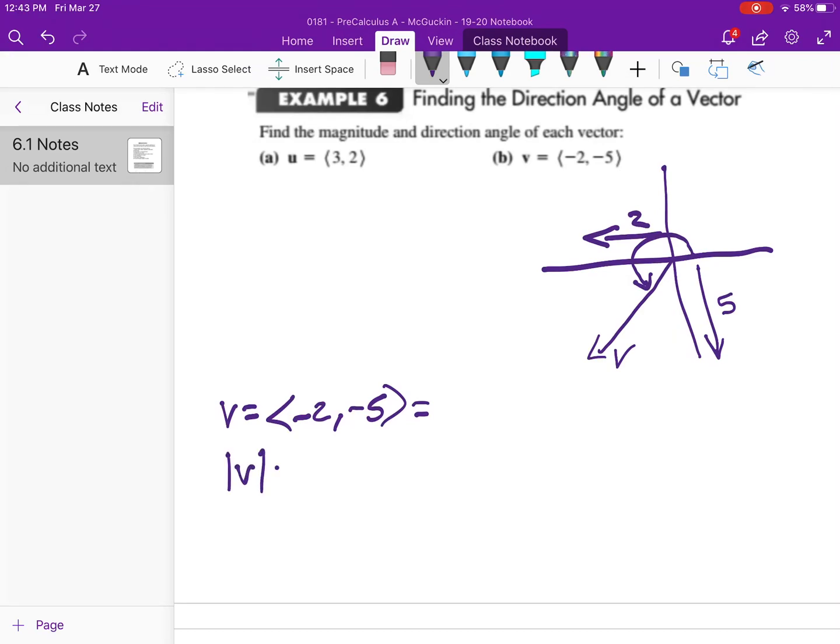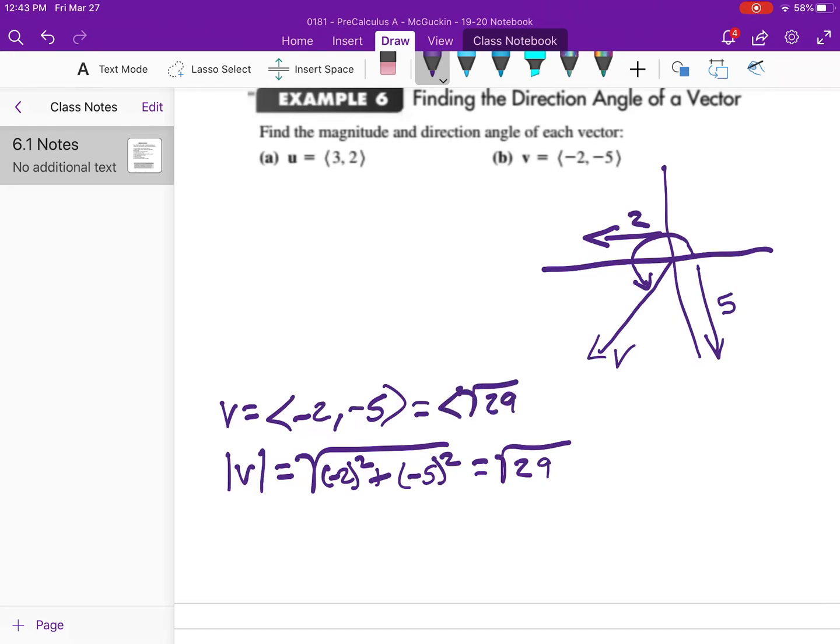So let's find that magnitude first and foremost. The magnitude of V is the square root of -2 squared plus -5 squared, which is going to give us the square root of 29. So I'm going to rewrite this as the square root of 29 times the cosine, I'm going to call it theta sub 1 this time, and square root of 29 times sine of theta sub 1.